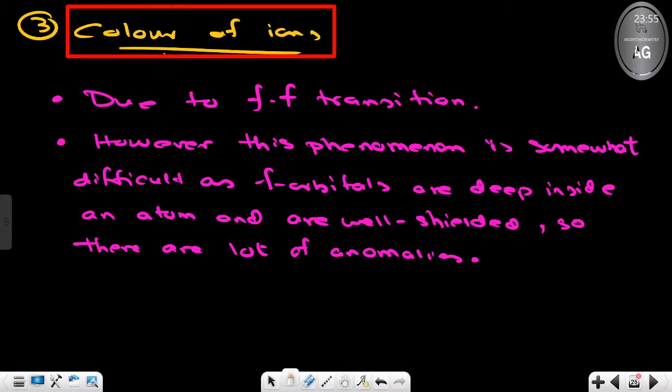Next we have color of ions. For D block elements, the color of ion was due to DD transition. For this it is FF transition. Clear? However, this phenomenon is somewhat difficult. It is difficult as F orbitals are more important.